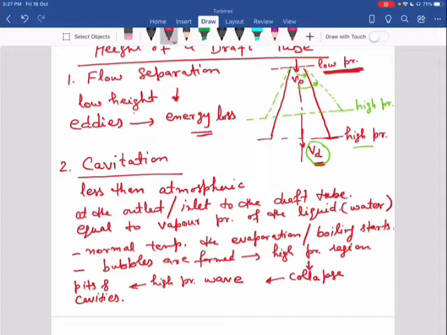So this phenomenon we call cavitation. So if we increase the length of the pipe beyond a certain limit, then there is a problem of cavitation. So again, we have to avoid this cavitation while selecting the height of the draft tube. So you can say these are the two factors which put a limit on the height of the draft tube.